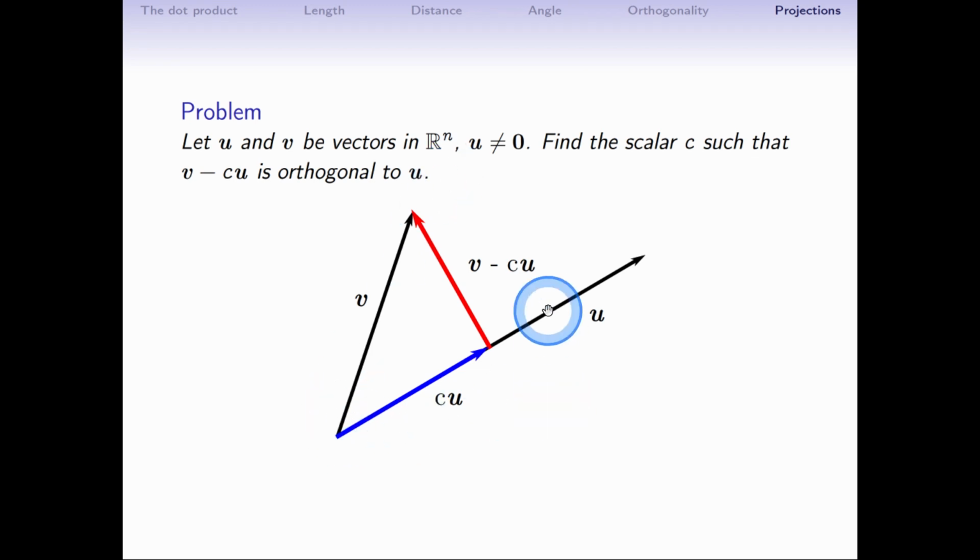Now, one way of saying that is that v minus cu is at a right angle or is orthogonal to this vector u. So what we want to do is work out a formula for this scalar c. How would I choose that value of c so that this picture is created? So let's go over to the document camera and see how we would discover the value of c.